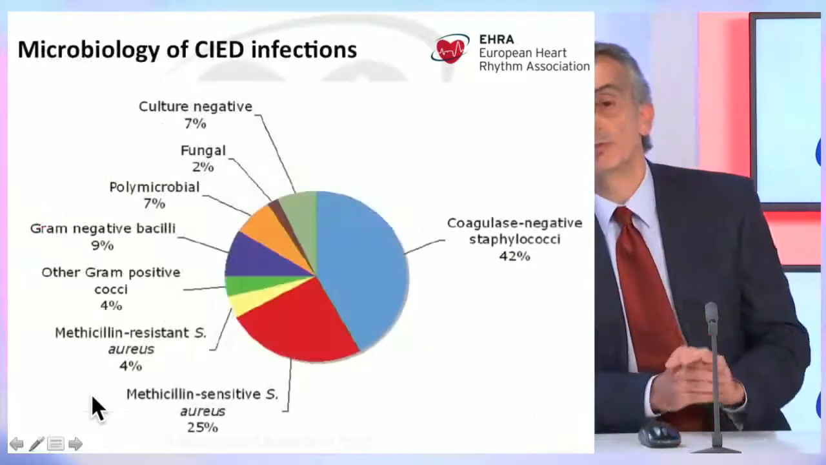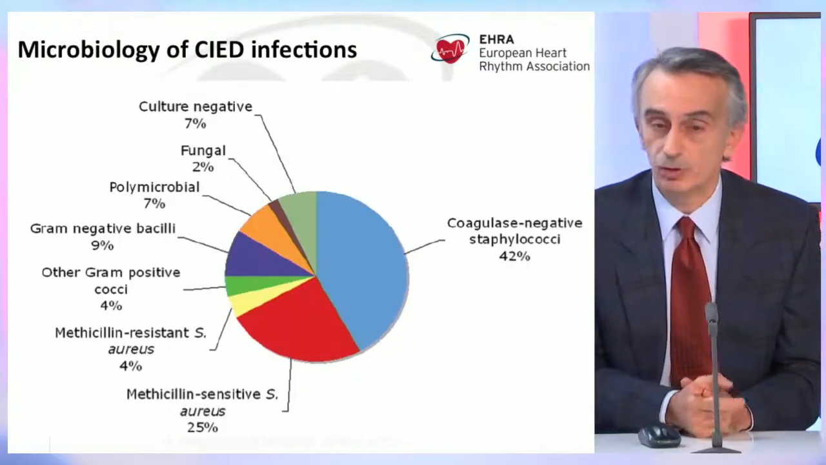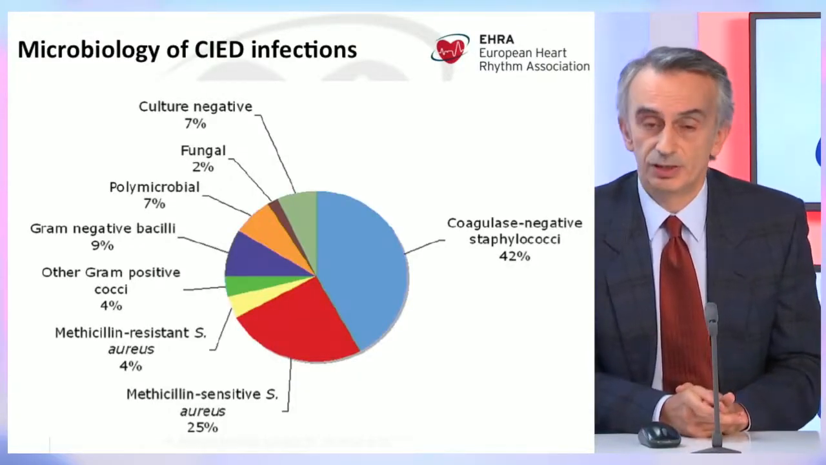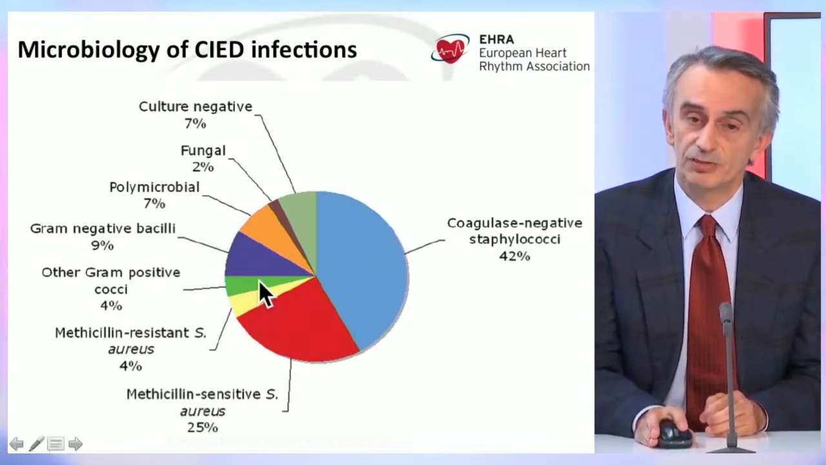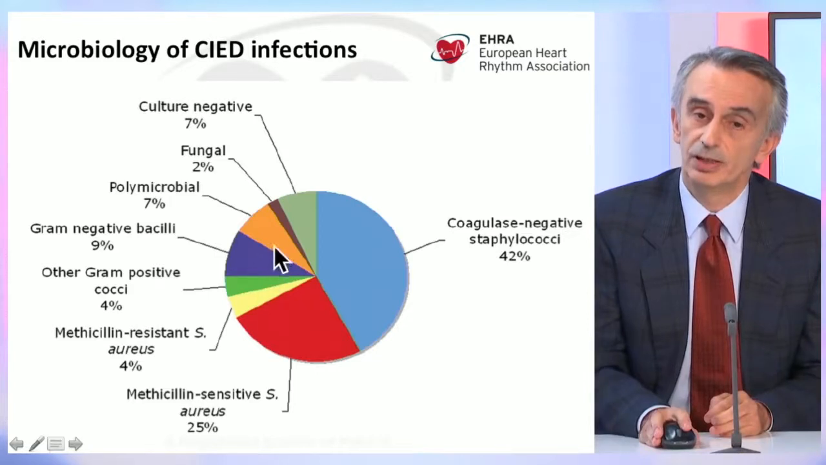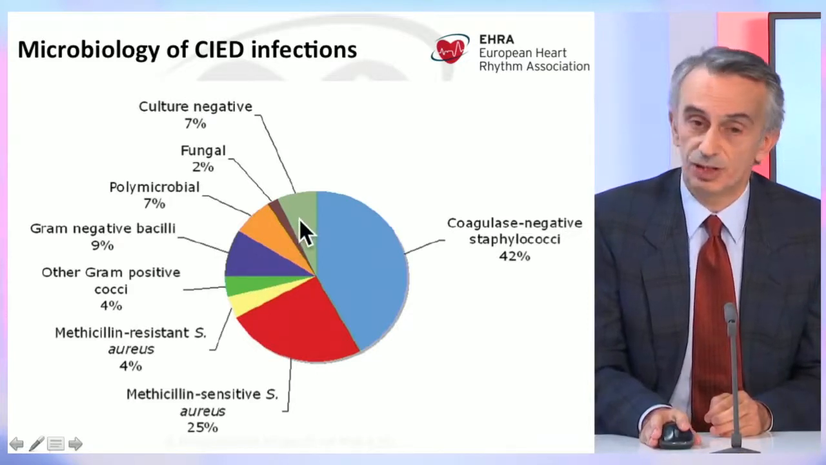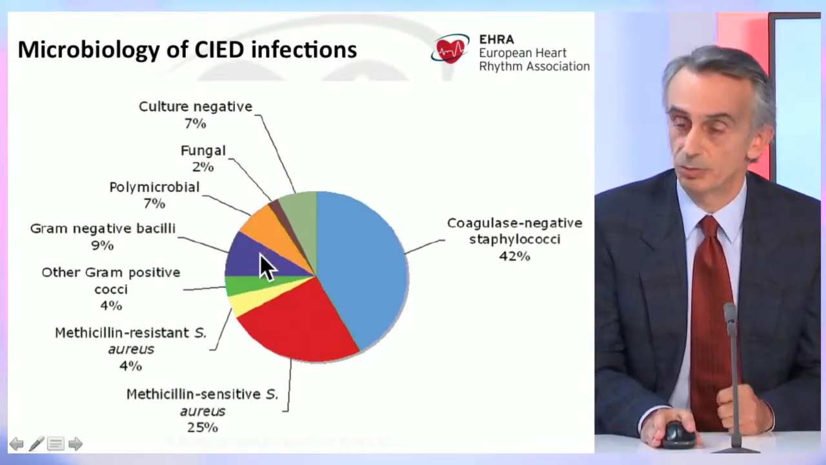While we go on, remember that the pathogens we are addressing are 75% of the time staphylococci, which may have different responses to antibiotics, plus other gram-positive cocci, gram-negative bacilli, culture-negative infections, and sometimes polymicrobial infection.